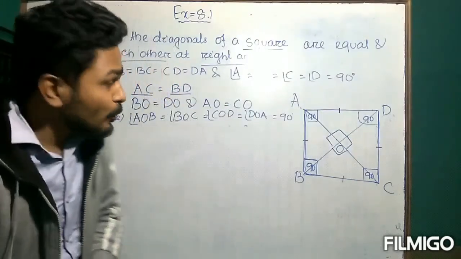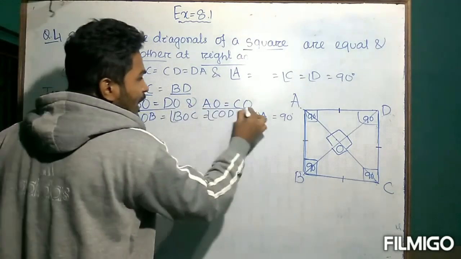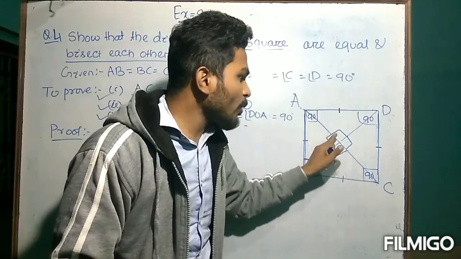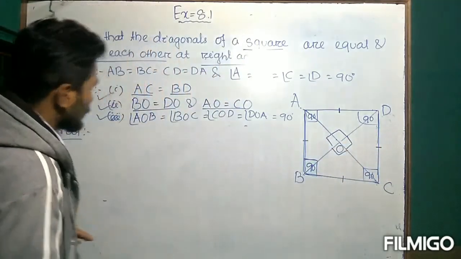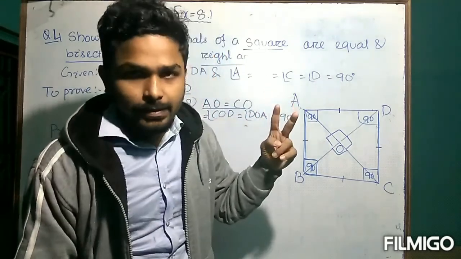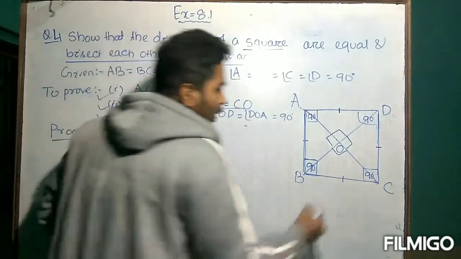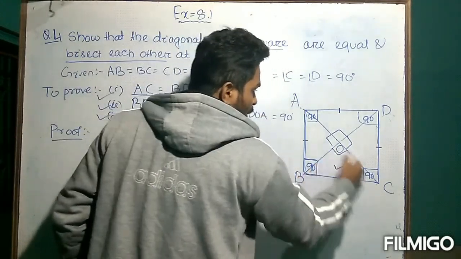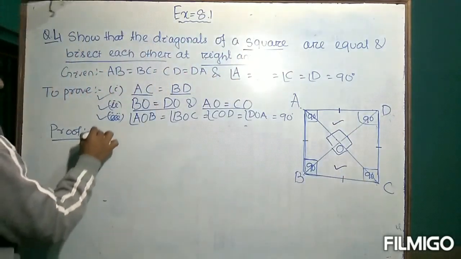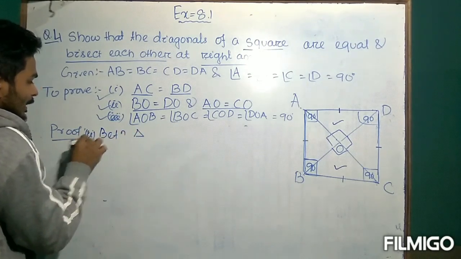So now let us come to proving the second statement, that the two diagonals are bisecting each other. That means BO is equal to DO and AO is equal to CO. We have to prove it. So in order to prove it, we have to take any two triangles. Out of the four triangles, we have to compare any two triangles. Let's say we are considering this triangle BOC and this triangle AOD. Okay, so this is the proof of the second statement.